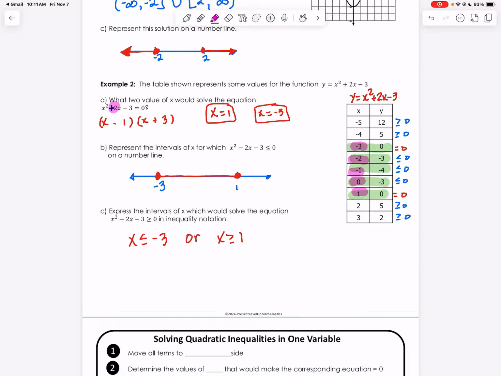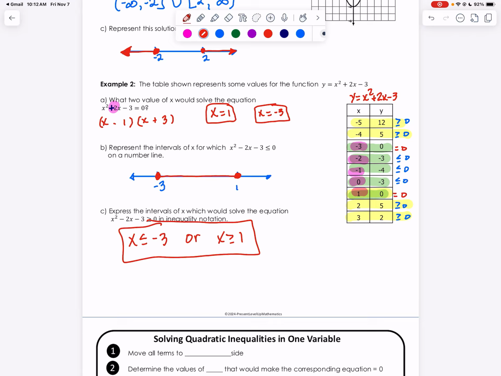So let me highlight those in a different color here. I'm just going to highlight the greater than or equal to zeros so you can see that. x must be greater than or equal to 1, or x must be less than or equal to negative 3. Let me box that in quick. There's our solution to greater than or equal to 0. It would look like that written in inequality notation.